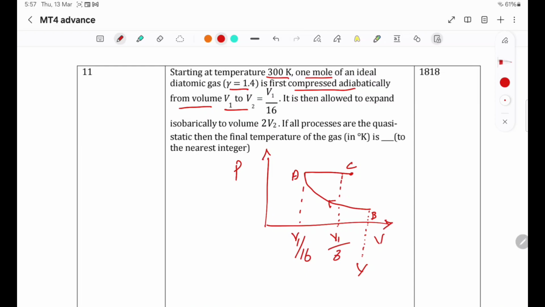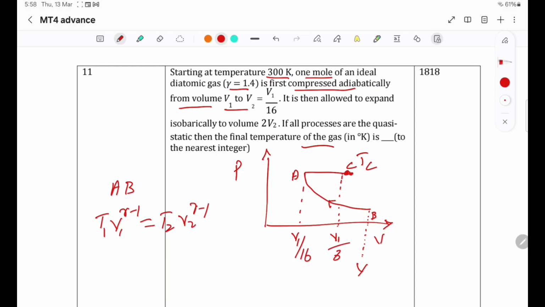Now we have to find the final temperature, Tc. First, the AB process is the adiabatic process. For an adiabatic process we know PV to the power gamma is constant, but here the temperature and volume are given, so we have to use the TV relation. TV to the power gamma minus 1 will be constant. So T1 V1 to the power gamma minus 1 equals T2 V2 to the power gamma minus 1.